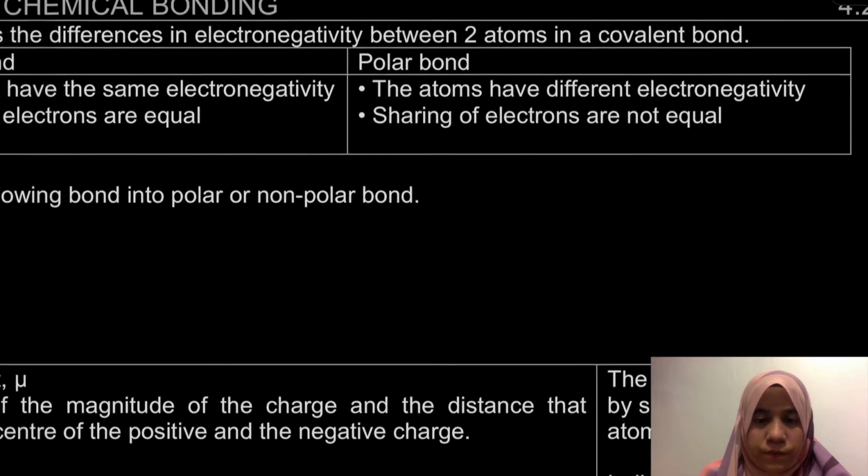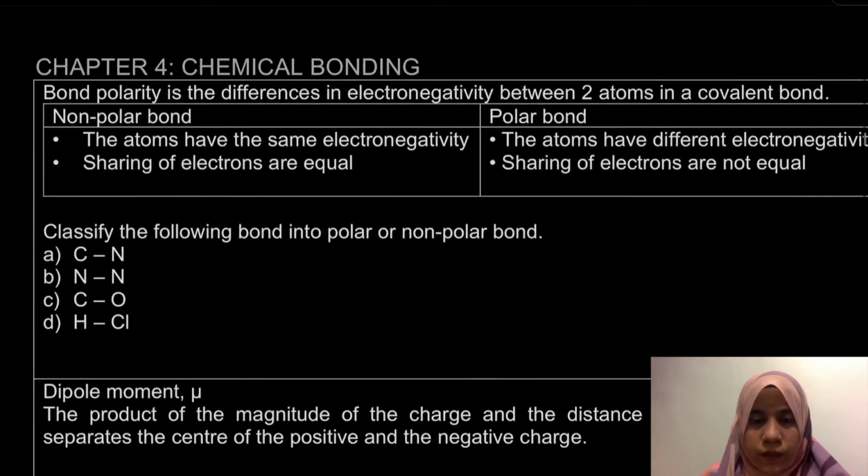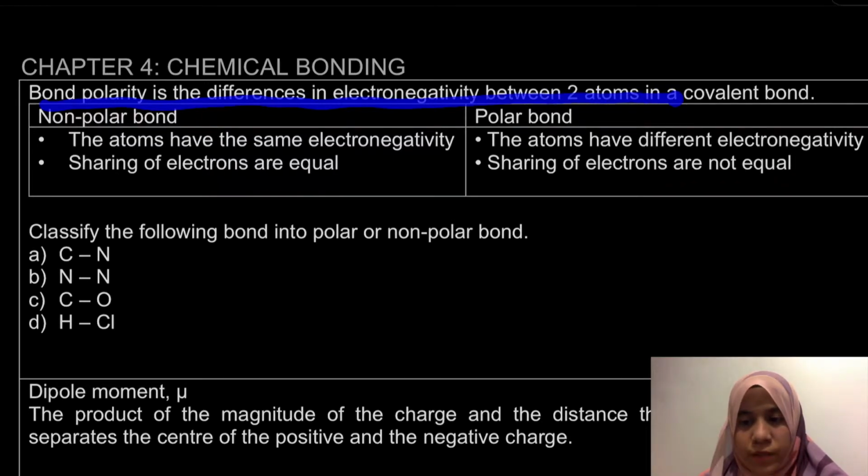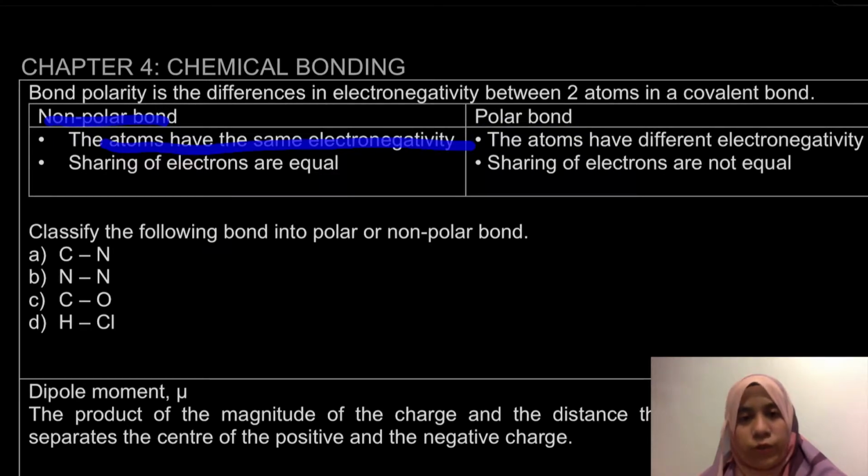Bond polarity is the difference in electronegativity between two atoms in a covalent bond. There are two types: non-polar bond and polar bond. A non-polar bond is when the atoms have the same electronegativity.